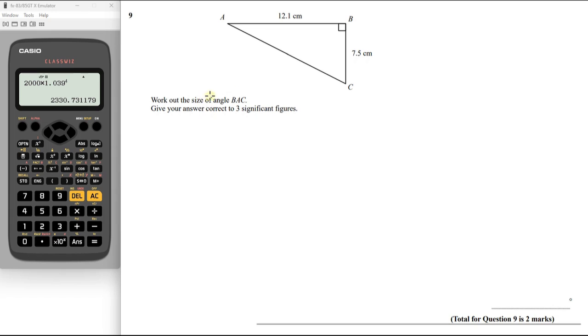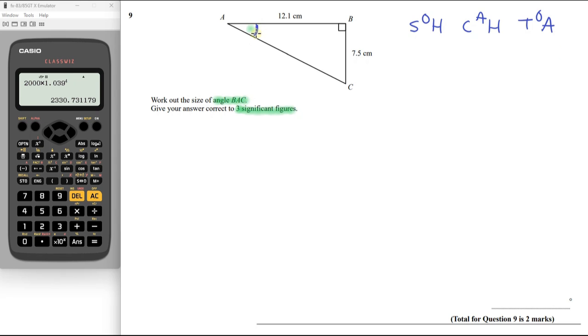Question number 9. Work out the size of angle BAC. BAC, so that's this angle. Give your answer correct to 3 significant figures. So we've been given a right angle triangle and some side lengths, and we need to calculate an angle. So straight away, I'm thinking SOHCAHTOA. So the angle we're trying to work out is this angle.